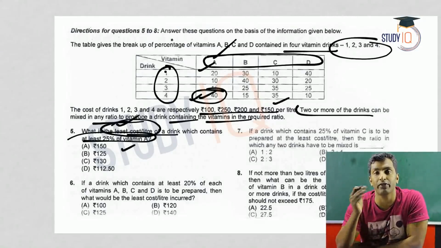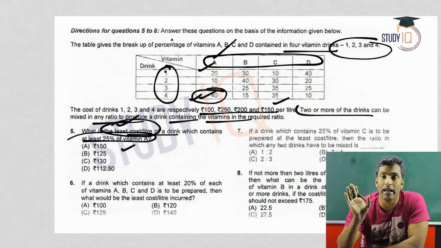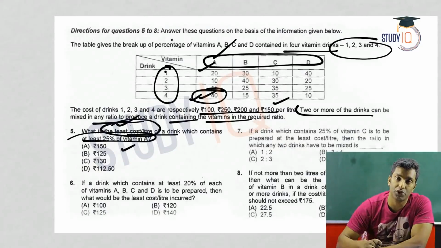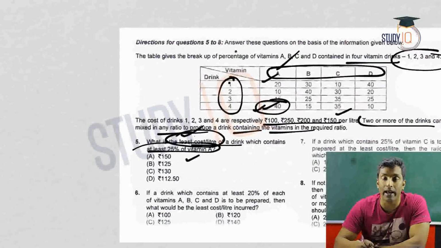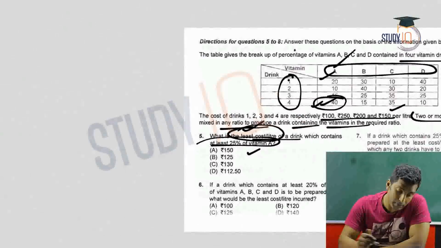I just take drink 4, I get 25% plus vitamin A, right? But here the condition is cost should be less. I need to have 25%, but the cost should be less. So I'm going to mix 1 and 4. Now, in what ratio am I going to mix 1 and 4?